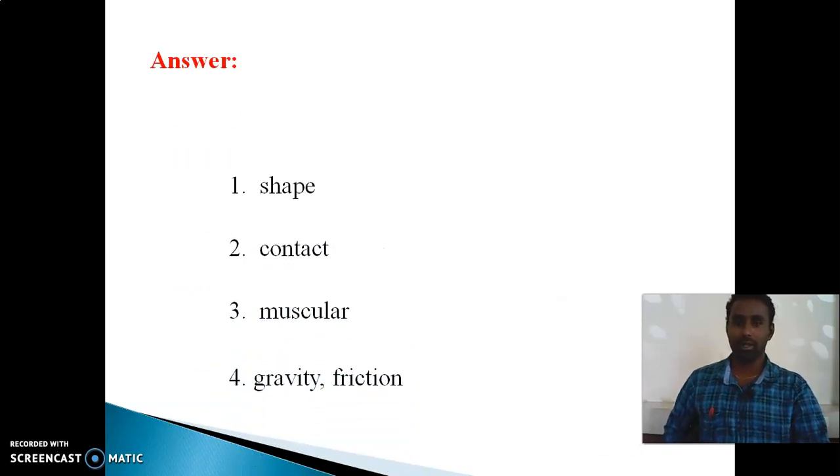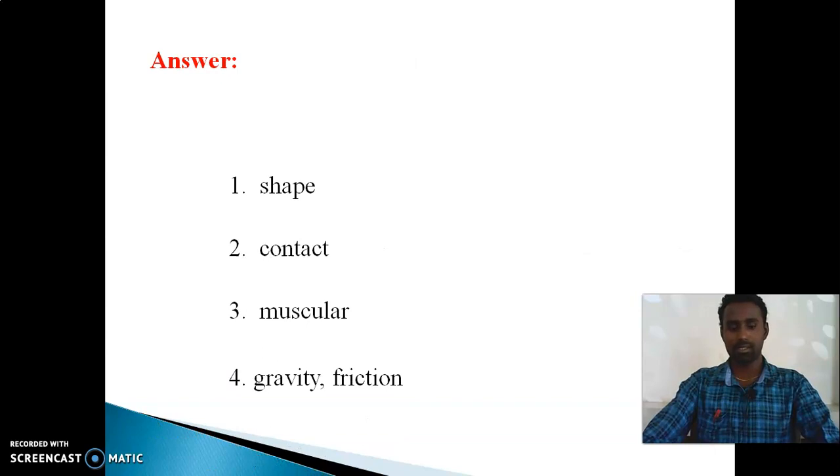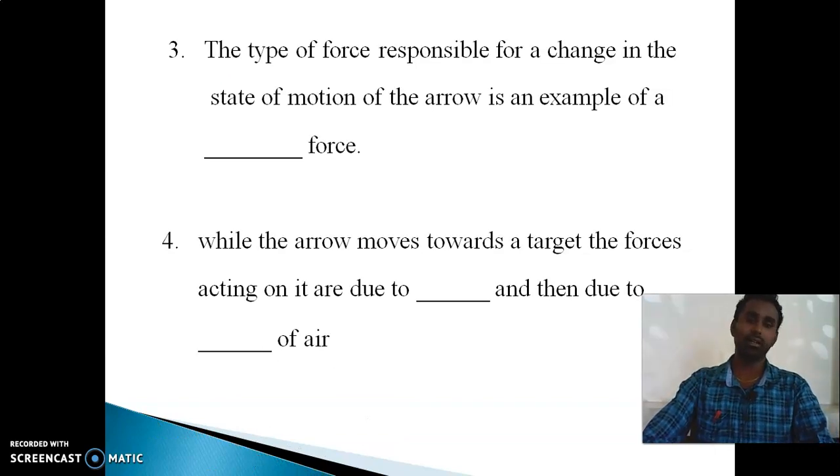Third one, what is the answer? The type of force responsible for a change in the state of motion of the arrow is an example of contact force or muscular force, both are possible, right? So you can write muscular or contact force. Fourth one, while the arrow moves towards the target, the forces acting on it are due to dash and then due to dash of air. That means first one, gravity, and then due to friction of air.